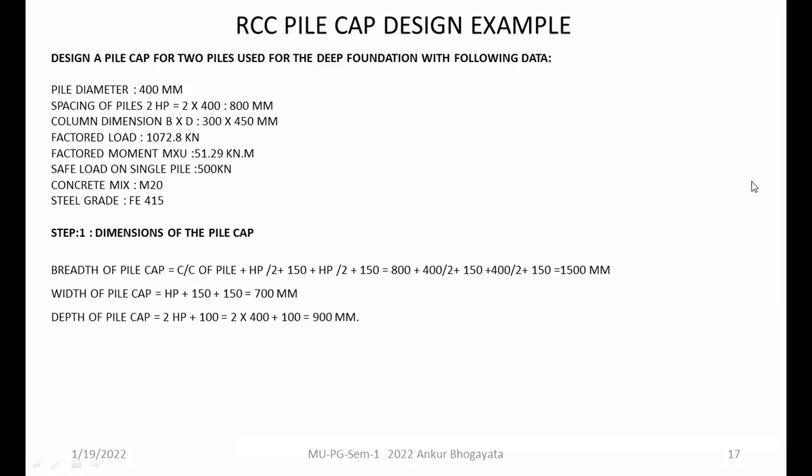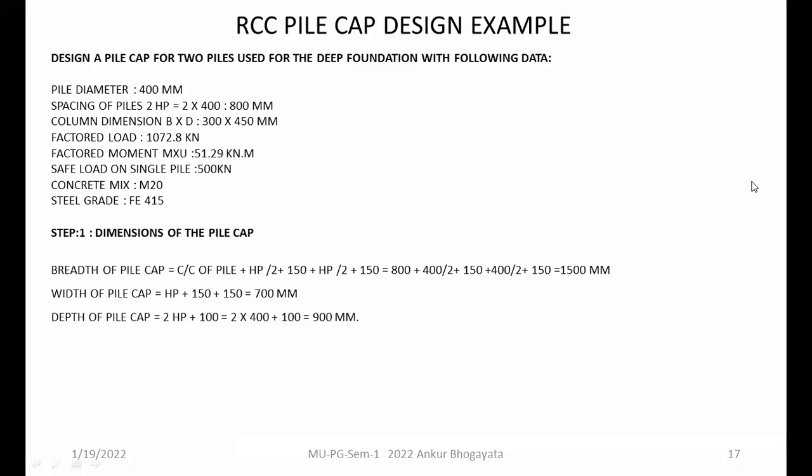According to the IS code provisions, we are designing this pile cap, right? So that thing you should keep in mind. There is some data given to you: pile diameter is 400 mm, spacing of the piles is also given, column dimension is provided. The factored load is also provided to you. The maximum moment is also given. Safe load on the pile is given to you, that is 500 kilonewton. In short, all the load data will be provided to you, and the spacing of the piles and pile diameter are also provided to you.